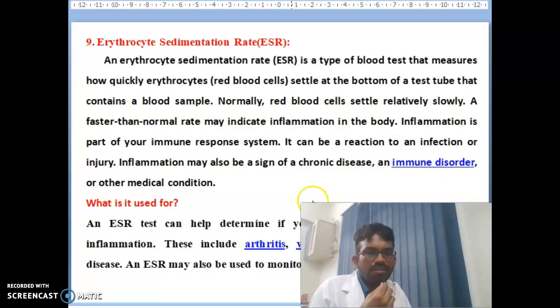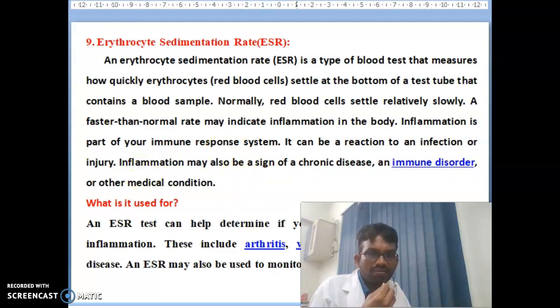ESR is also one of the blood tests, to measure how quickly erythrocytes, or red blood cells, settle at the bottom of a test tube that contains the blood sample. Normally the red blood cells settle relatively slowly. Faster than the normal rate may indicate inflammation in your body. Inflammation is part of your immune response system. It can be a reaction to infection or injury.